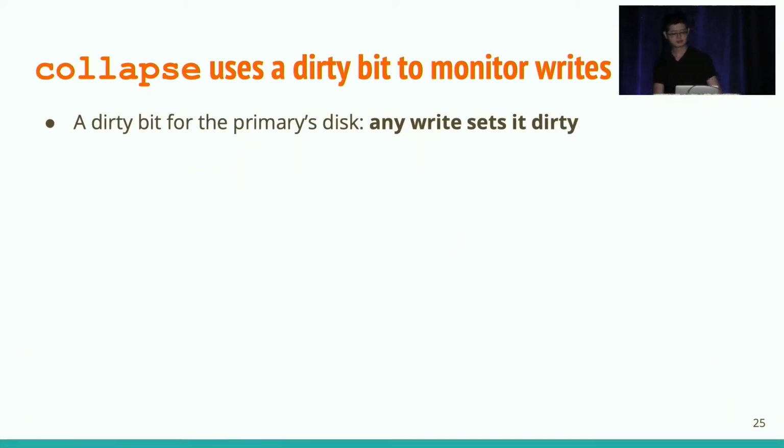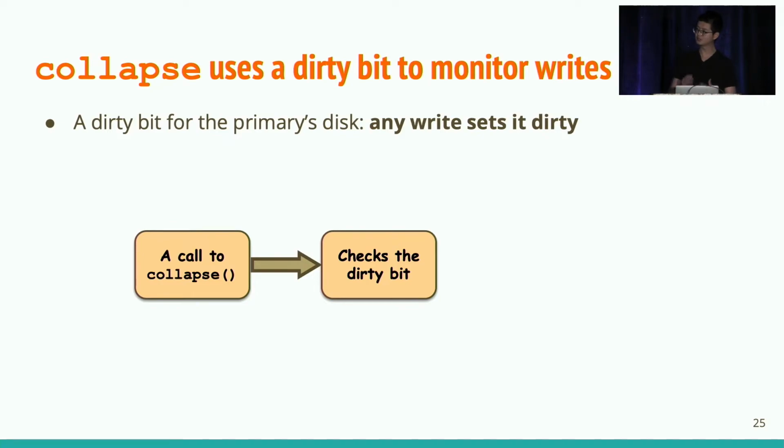And okay, now collapse. So collapse uses a dirty bit to monitor writes to the primary disk. The dirty bit is basically a piece of metadata for the primary disk. When entering a superposition, the dirty bit is reset, and any write following that point will set the dirty bit.